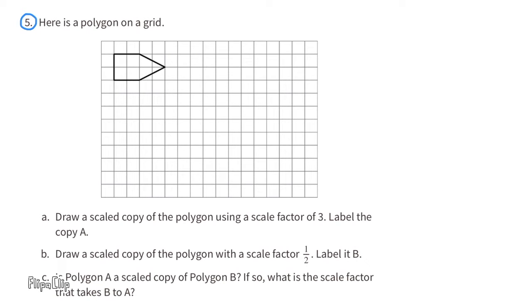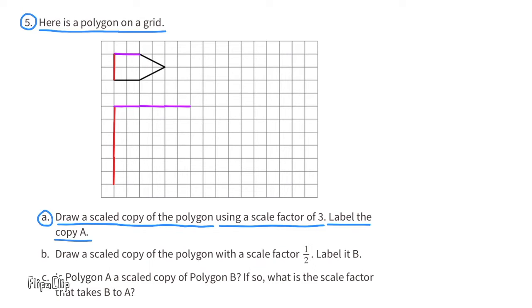Number 5. Here is a polygon on a grid. A. Draw a scaled copy of the polygon using a scale factor of 3. Label the copy A. Using a scale factor of 3 would mean that all the side lengths of the copy would be 3 times longer than the side lengths of the original figure. This red side length on the original figure is 2 units long, and the side length on the copy would be 2 times 3 or 6 units long. I'll repeat this process for each line of the original figure, making the side lengths on the copy 3 times longer.